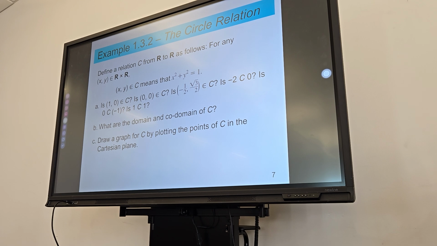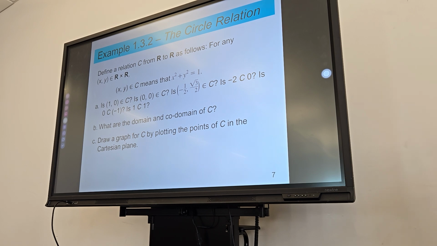The real numbers. Now, anybody recognize the graph? Recognize this equation? Sit down. All right. Does anybody recognize this equation? What kind of circle? Unit circle, yes, from trigonometry.